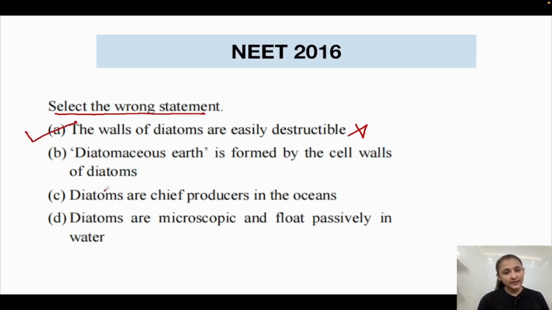Let's look at the other options as well. Diatomaceous earth is formed by the cell walls of diatoms. That is true. This statement is correct. Diatoms are chief producers in the oceans. We just solved a question related to this. Diatoms are microscopic and float passively in water. That is also true. We have just studied all of these points in diatoms and all of these are true. Only this statement was incorrect, hence giving us the correct answer.